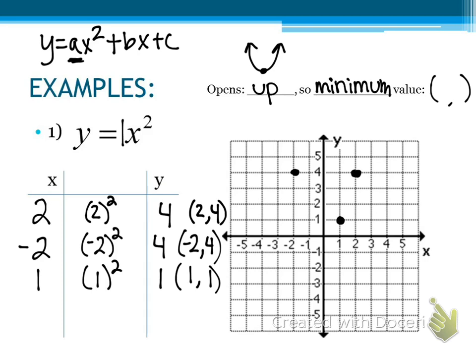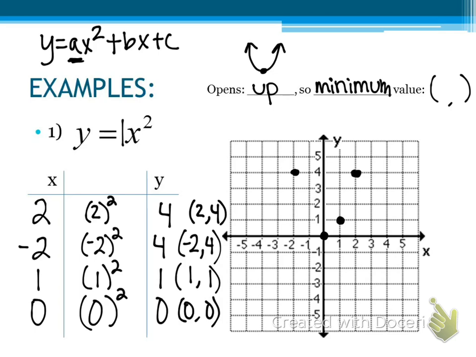We still have not plugged in the easiest number to plug in ever. 0. That's where I would usually start. What's 0 squared? 0. So 0, 0 is another point that I want on my graph. That's also the easiest point to graph. It's at the origin.